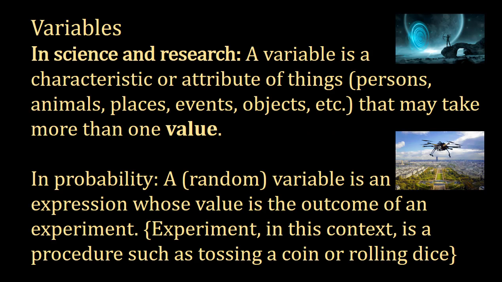In science and research, a variable is a characteristic or attribute of things. But in probability, which is what we are dealing with now, a random variable is an expression whose value is the outcome of an experiment. And in this case, experiment is not a scientific experiment, but a random process, like tossing a coin or rolling a dice, or as we are going to become familiar with, a drone landing in a city.